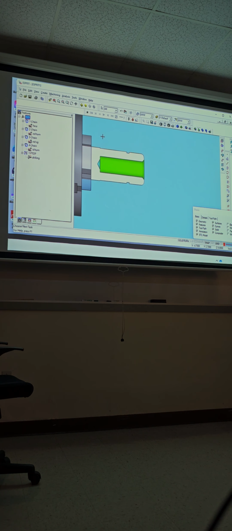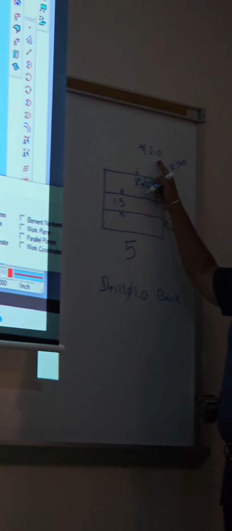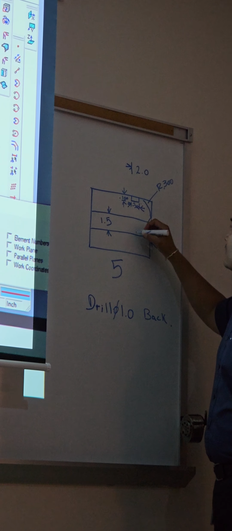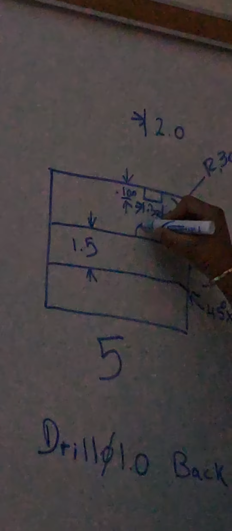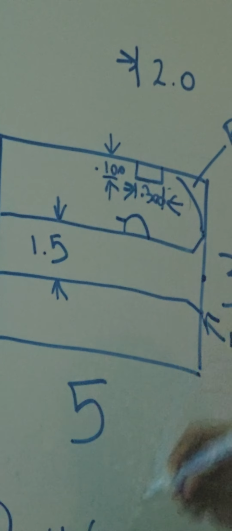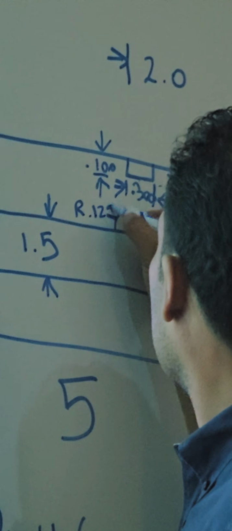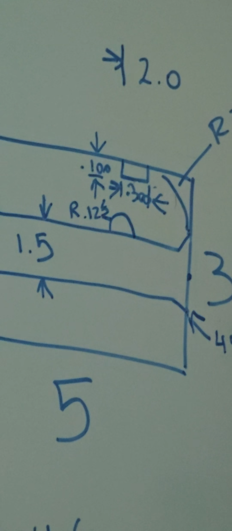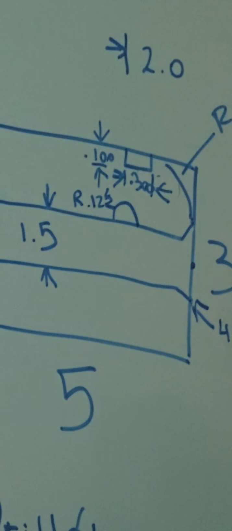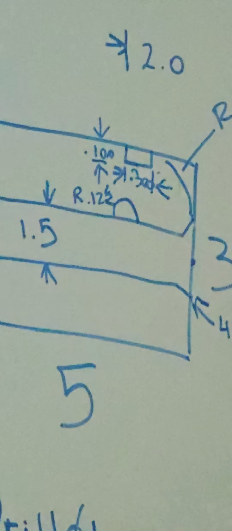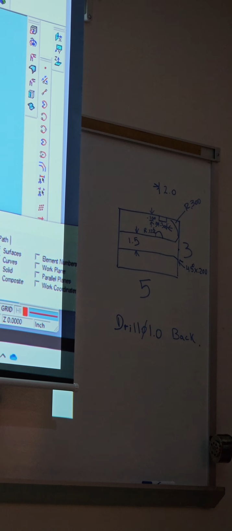Let's see if we can put one more operation. Let's do the same thing, 2 inches back. So over here, let's go up. R.125. That's a .125. Let's put it over here at 2 inches. This is the center, right? Right, center is at 2 inches. And let's put .125 radius.